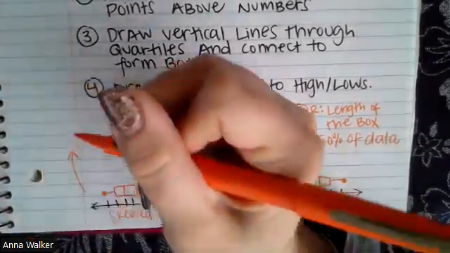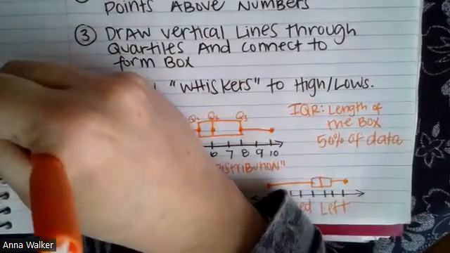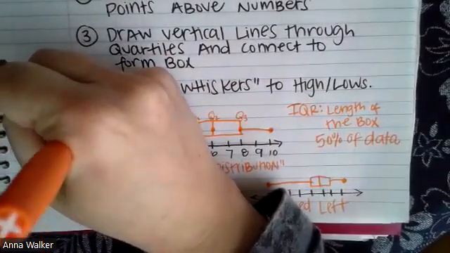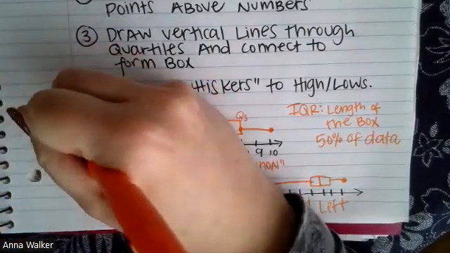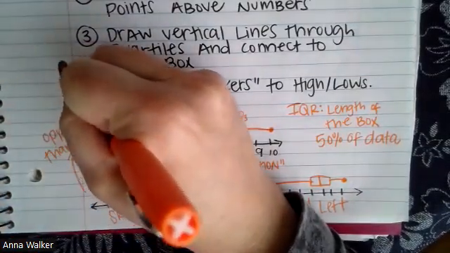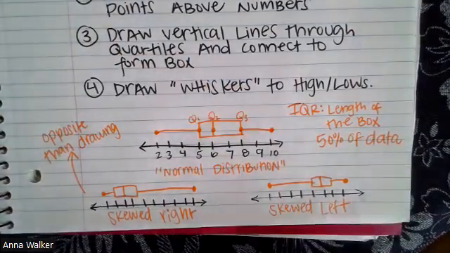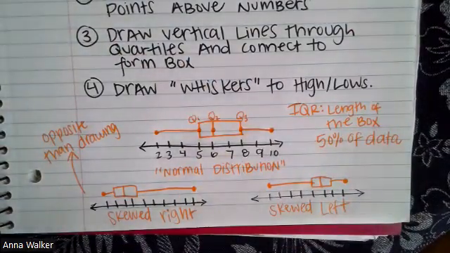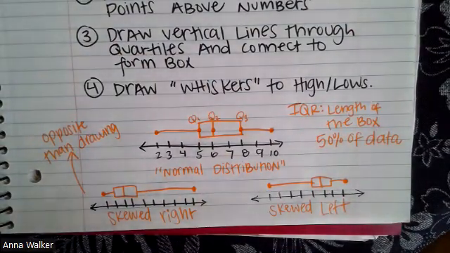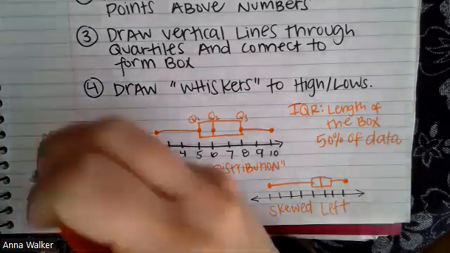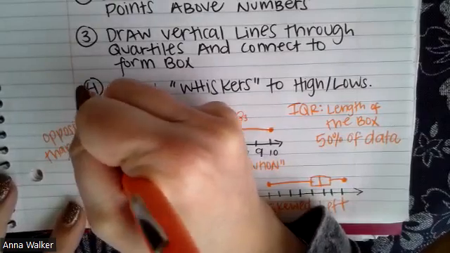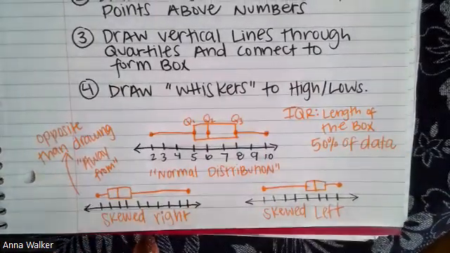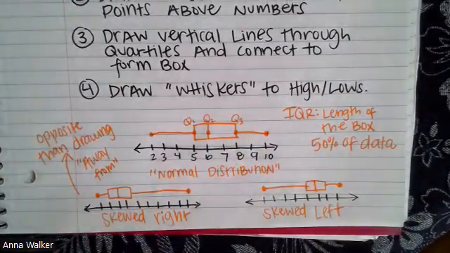If you need to write yourself a note, write "opposite" than the drawing. That's a note you can leave yourself to remember: skewed right means all the data is on the left, and skewed left means all the data is on the right, because it's skewed away. You can write the words "away from" that side. So it's skewed to the right because it's away from the right-hand side.